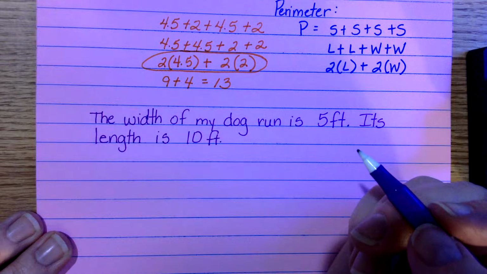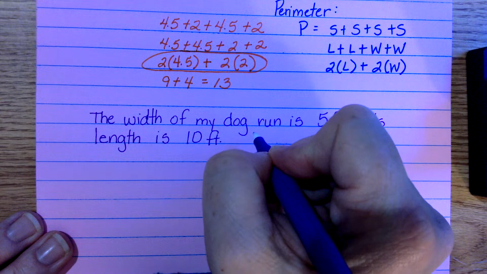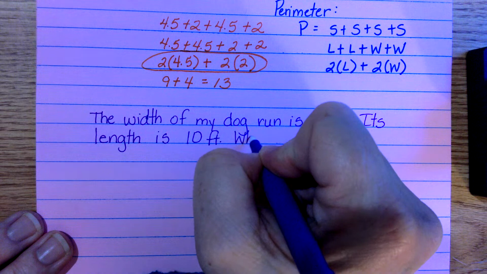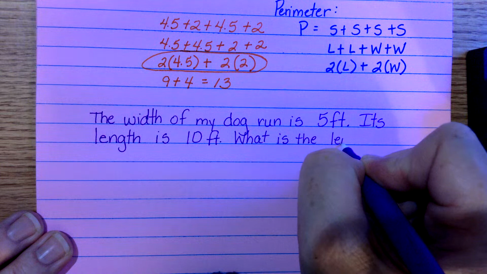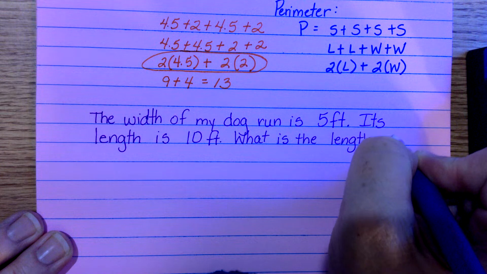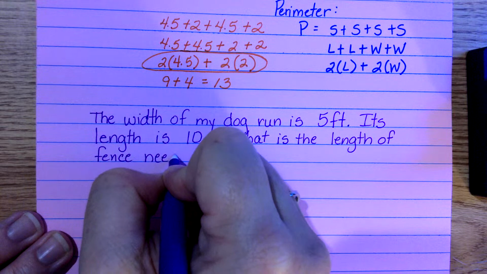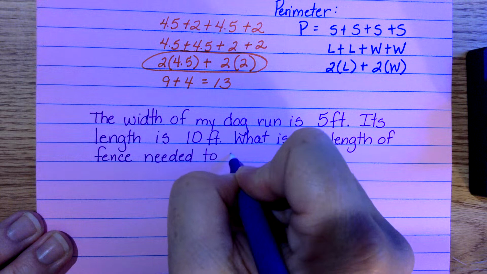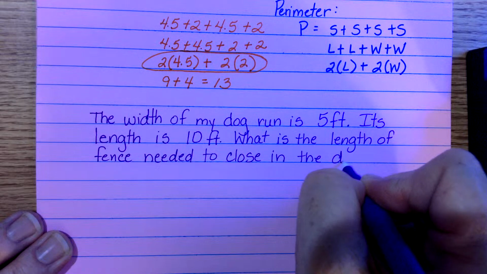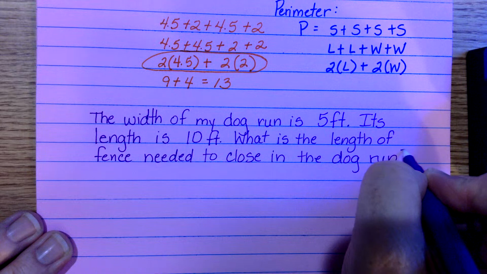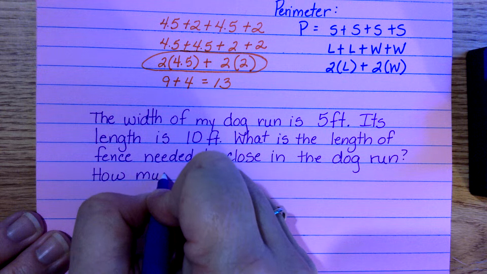If I wanted to fence this in, what is the length of fence I would need to close in the dog run? How much area would the dogs have to play in?